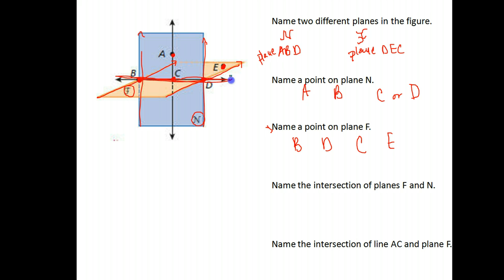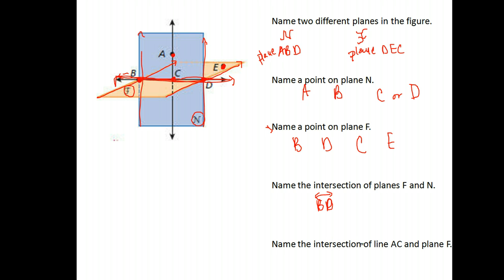The intersection of 2 planes will always be a line, okay? And in this case, it's line BD or DB. Remember, you can name it in either order.